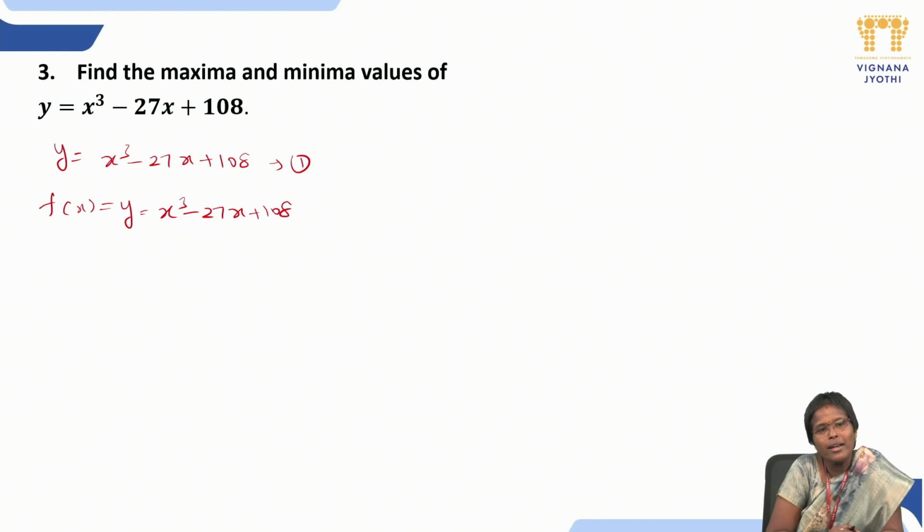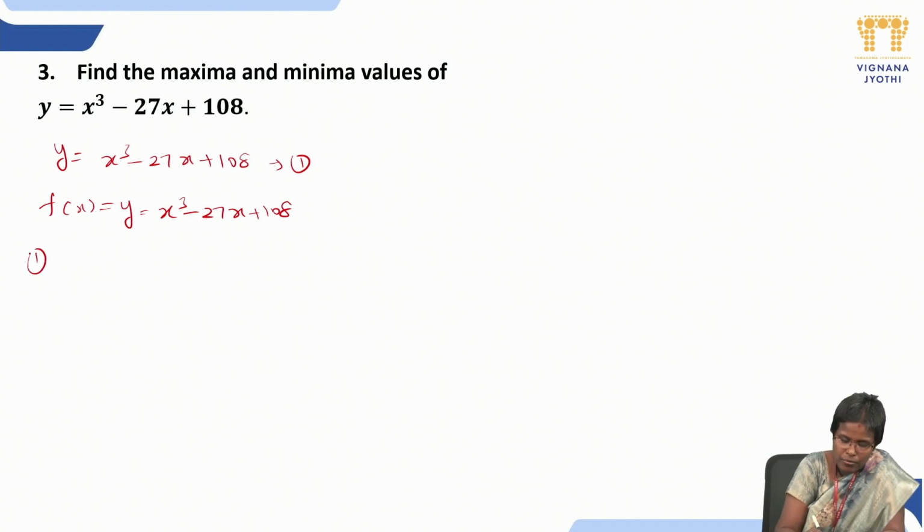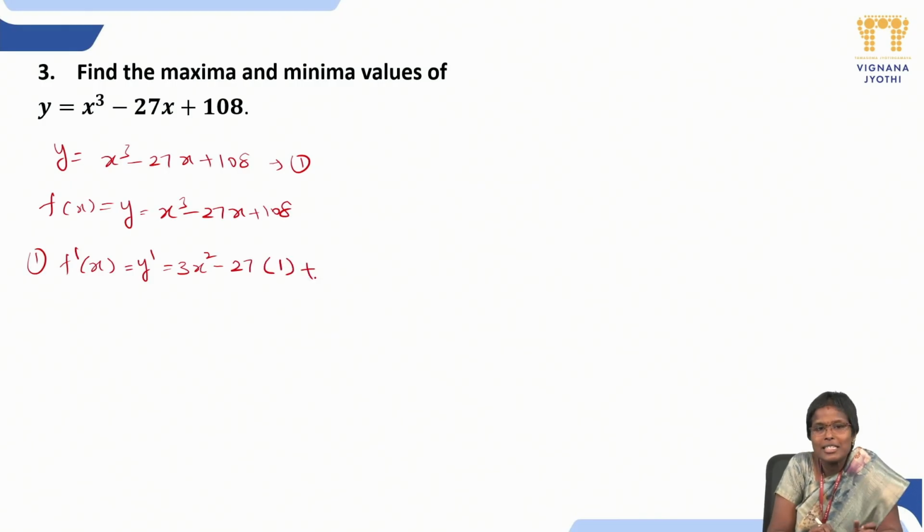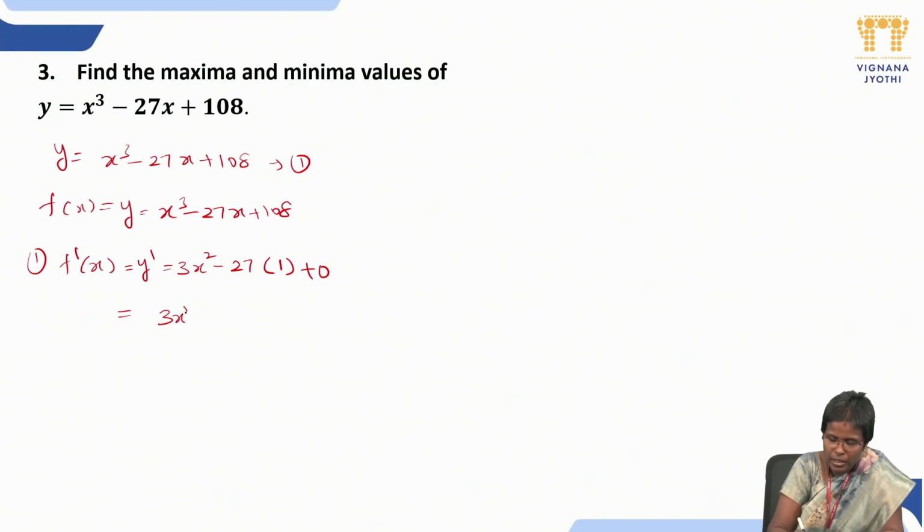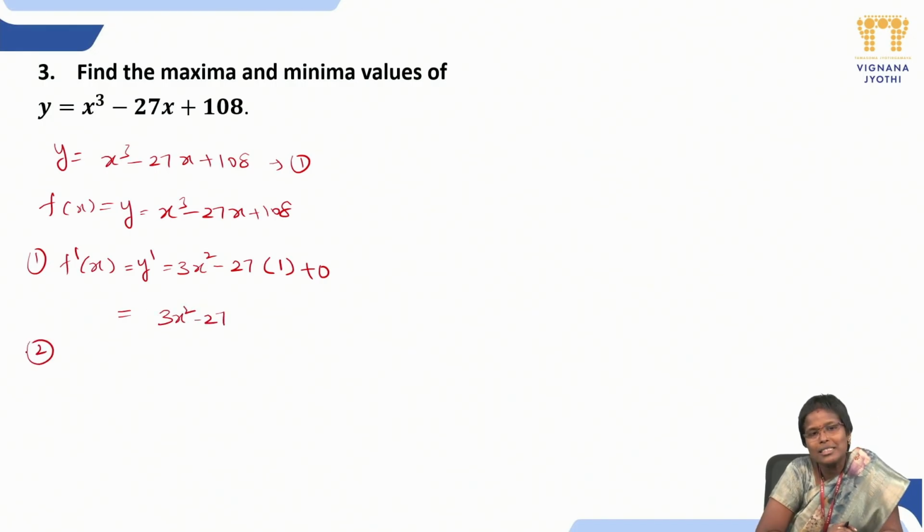Now, how are we going to find it? What is the first step? The first step is f dash of x, which is y dash. The derivative of x cube is 3x square, minus 27 times the derivative of x, which is 1. Now, 108 is a constant, a numerical value, and the derivative of a constant is 0. So this is nothing but 3x square minus 27. Right, this is the first step. Now, what is the second step?